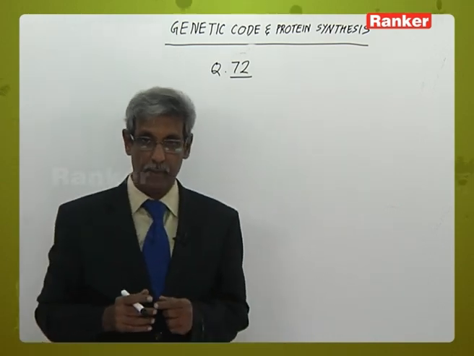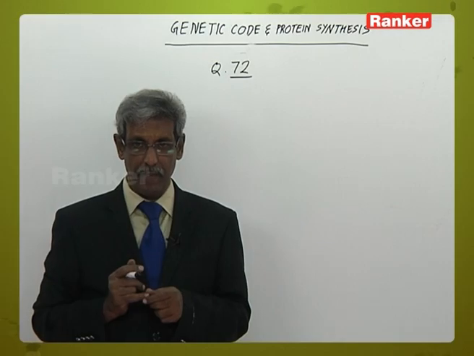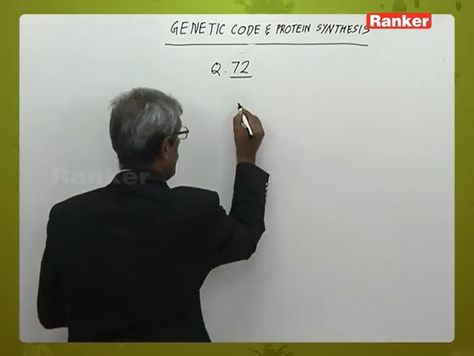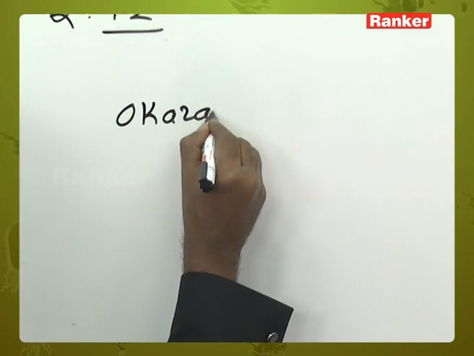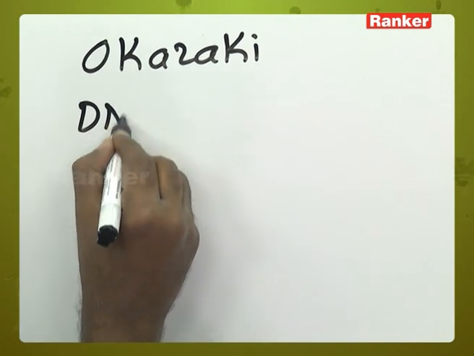Question number 72. The Okazaki fragments in the DNA chain growth: A. polymerize in the 3' to 5' direction and form the replication fork. B. prove semi-conservative nature of DNA replication. C. polymerize in the 5' to 3' direction and explain 3' to 5' direction of DNA replication. D. are the result of transcription. The question asks about Okazaki fragments and how they grow in the DNA chain.